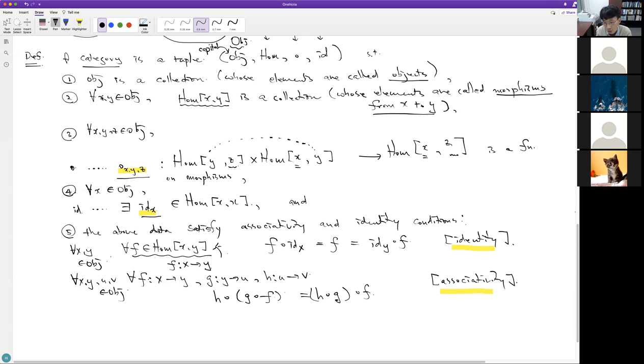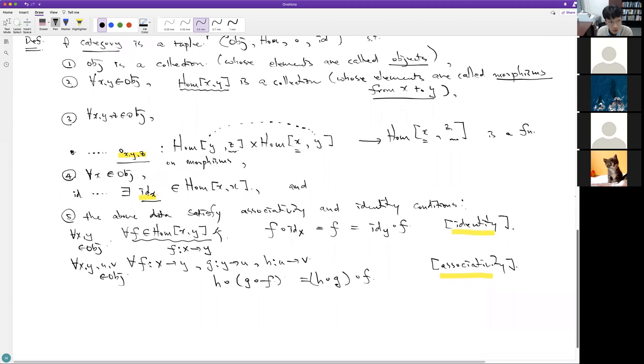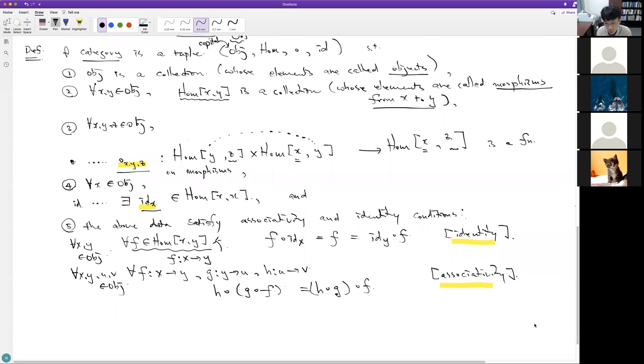People typically write using capital X and capital Y, but in the lecture notes I use a small X and small Y. But Yonu is right. I mean, that's a common convention. Okay, any other questions?